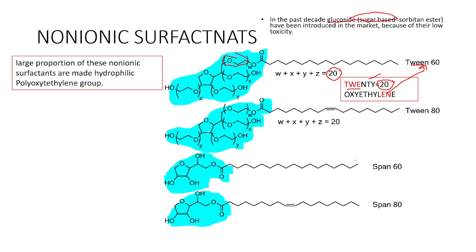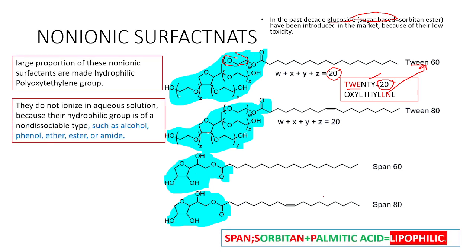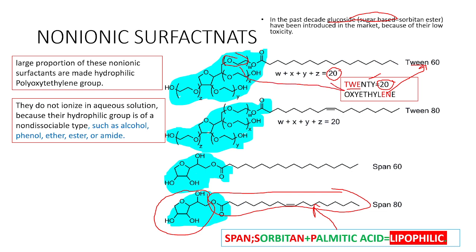Span. See, Span is a sorbitan group that is treated with a fatty acid, that is palmitic acid. Hence, we call it a Span. This Tween is hydrophilic in nature because of the presence of ethylene oxide. Ethylene oxide is water soluble, hence Tweens are hydrophilic in nature, but Spans are lipophilic in nature. Span is lipophilic in nature. Tween is hydrophilic in nature because of the presence of ethylene oxide.